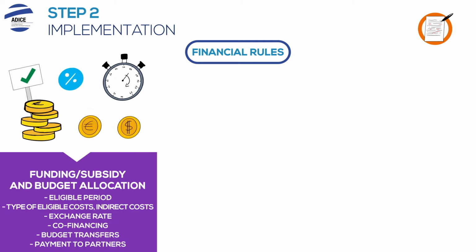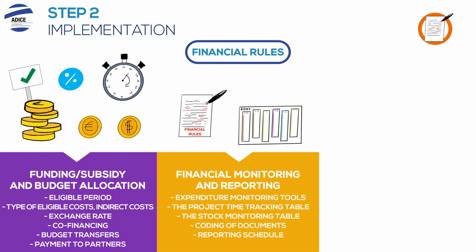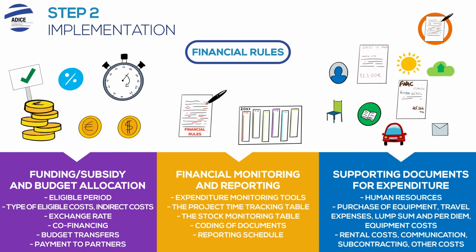Next, establish and formalize the financial rules for the project. Explain all aspects of the grant and the budget allocation, for example, eligible costs, budget transfers, monitoring tools, reporting format, but also the supporting documents needed for the reporting.